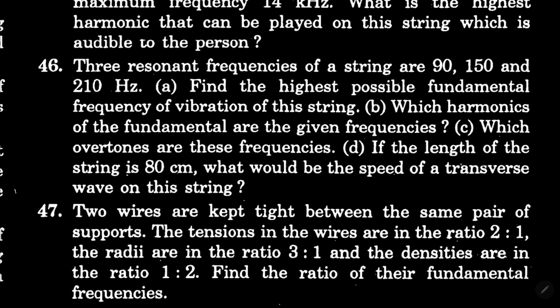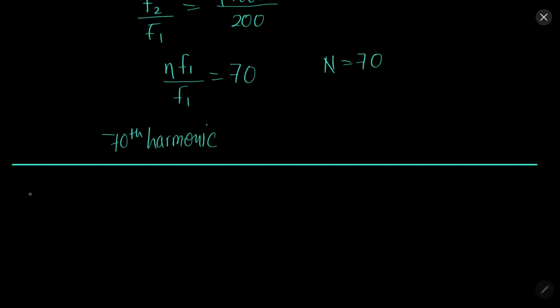In question 46, 3 resonating frequencies of strings are given. Find the highest possible fundamental frequency of vibration of the string. Which harmonics of the fundamental are the given frequencies? Which overtones are these frequencies? And if the length is given, what would be the speed of the transverse wave?